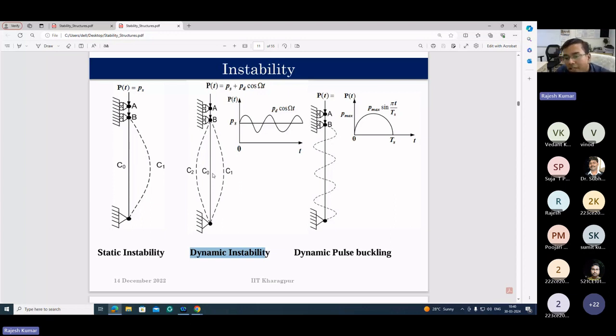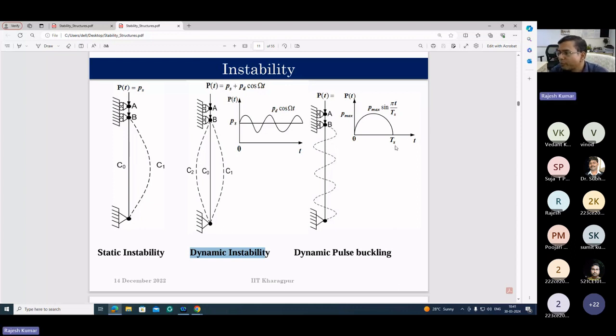Now another example, dynamic pulse buckling, where the load has a very short duration. Like impact loads, which are known as pulse loads, sinusoidal, triangular, they act immediately and then vanish. Then there is a chance of buckling. You look at these diagrams. It is not monotonic, meaning not continuous in nature. The second one is a continuous load, the third one is the impact. Short durations. That's why this load is expressed in terms of ts, which is the duration of the shock.